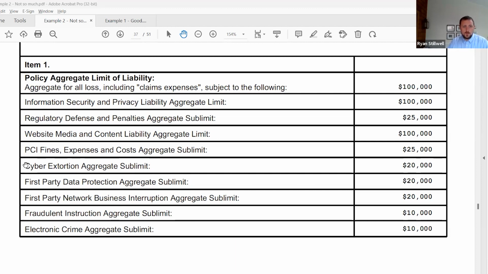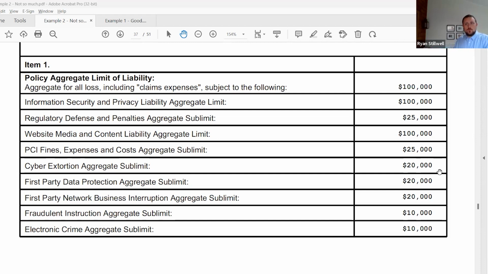The other thing I'll note here is cyber extortion aggregate, $20,000. If you're subject to a ransomware attack, average ransomware payouts can be $40,000, $50,000. That's on average. So $20,000 may not be enough coverage to provide you with the right limits of protection. And what type of services is the insurance carrier offering to you with their cyber extortion coverage? Are they negotiating on your behalf? Do they pay for the cost of cyber extortion on your behalf, or do they just reimburse you, right?